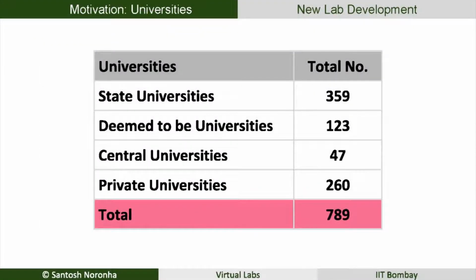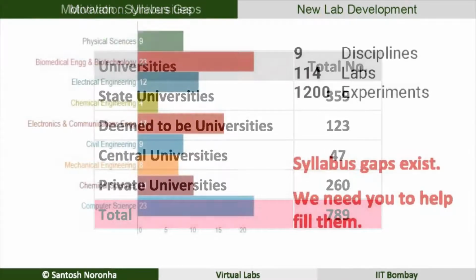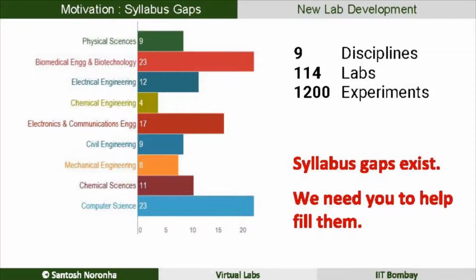Why did we need to do this? Because we realized there's such a huge demand for content creation. If you just look at the number of universities out there, and each of those has its own syllabus across the various disciplines. So how do we create this much content? I put the slide up, but really the fact is, even if I've created 1,200 experiments, it's not covering the entire syllabus that a university has.